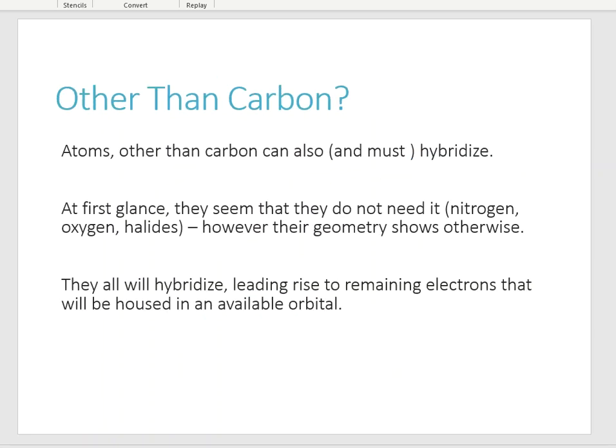Now, are there other things than carbon? And the answer is yes. There are other things rather than carbon that can also hybridize. A lot of times we see nitrogens, we see oxygens, and those will hybridize in order to make them work as well. So we will talk about those, but I'm not going to talk about those right now. We'll address those at a different time. I just want you to focus on the basic carbon-based sp hybridization in this video.